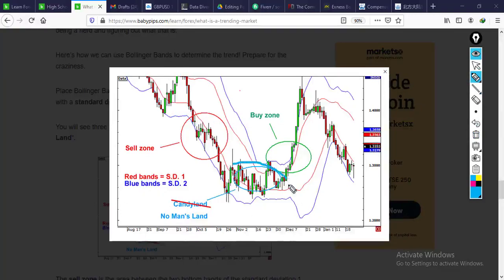This is the area whereby, as Babypips is teaching us, we're learning, is the no man's land. And why is it the no man's land? Because that's where price is trying to find a direction. Price has been trying to find a direction, and what do we have? We have a range bound market, up, down, up, down, in the same range, just bouncing up and down.